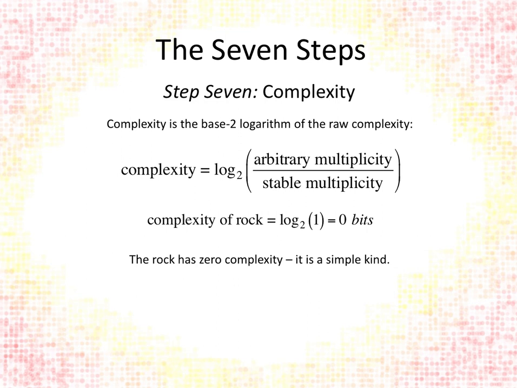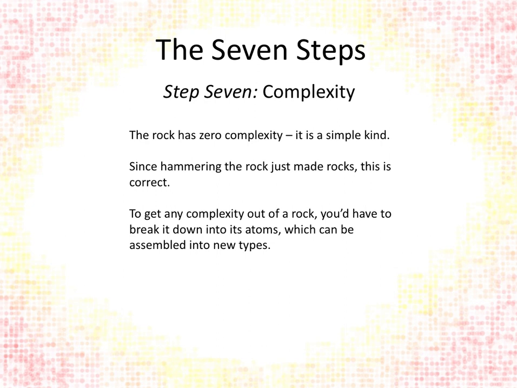It's a simple kind. And this makes sense to say the rock has 0 complexity. Hammering the rock just made smaller rocks. So you didn't alter the type at all. To get any complexity out of a rock, you'd have to break it down into its atoms, which then could be assembled into different types, new types.